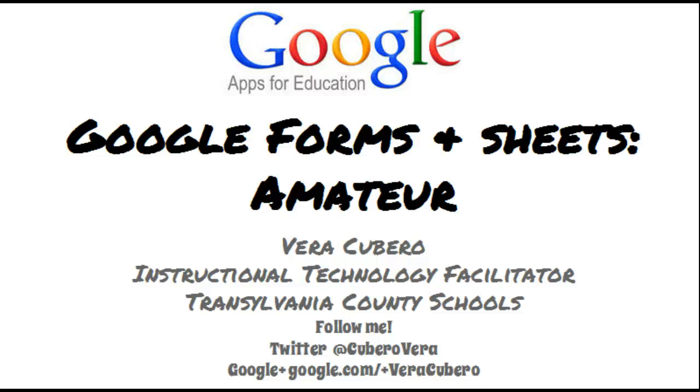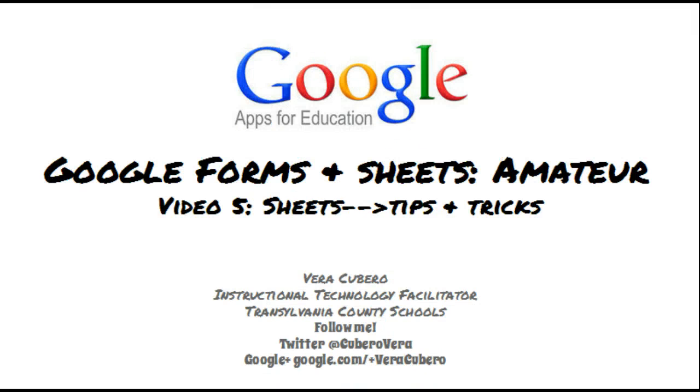This is Google Forms and Sheets for the Amateur, and this is video 5. I'm going to give you some more tips and tricks on Google Sheets, including find and replace, protecting cells, using conditional formatting to color code your form responses, and also using data validation within a spreadsheet. Okay, so let's get started.